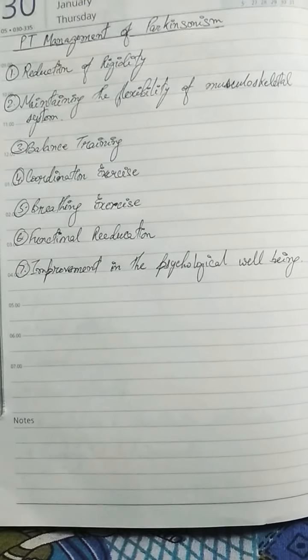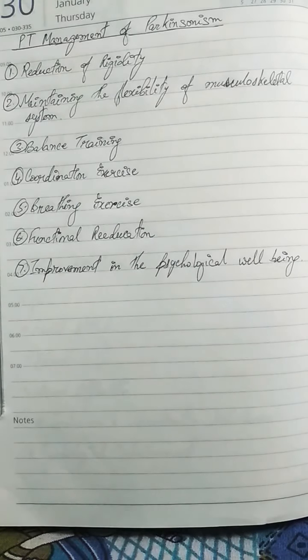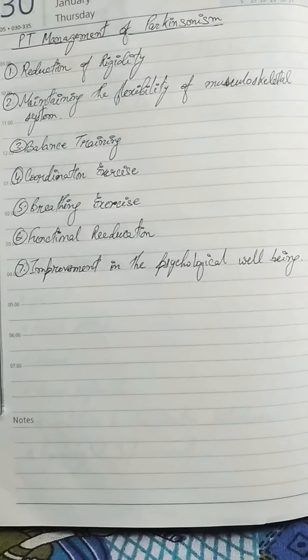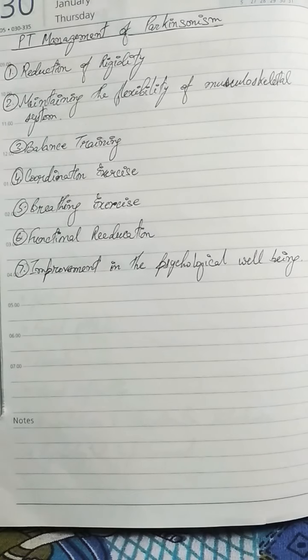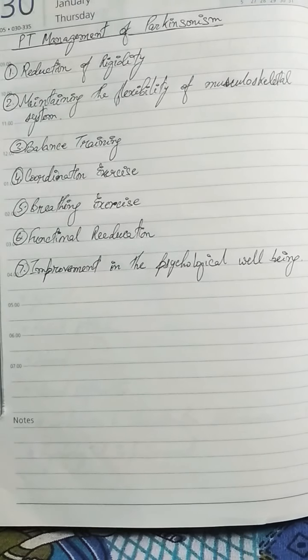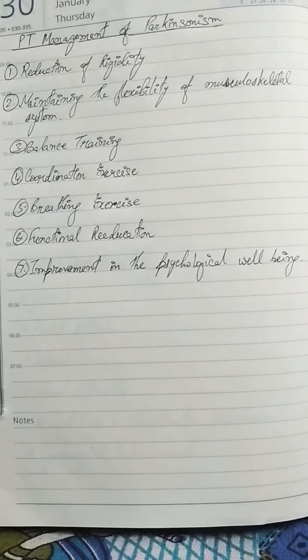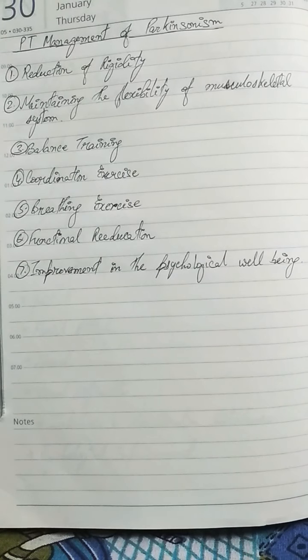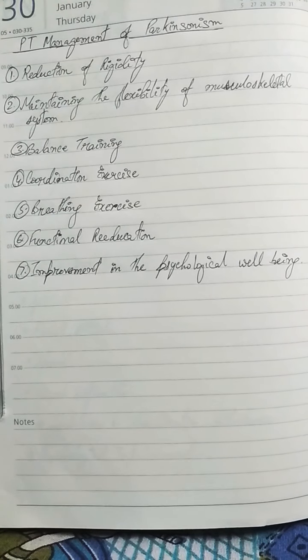And then number 7, there is improvement in psychological well-being. The patient should be morally boosted, as the patient may suffer from dementia or social neglect. Those things should be cut off as far as possible. The patient should be given high confidence. The patient's relatives should be made to know how to deal with the patient, and the patient should be given moral confidence and should be socially acceptable, at least in the family.